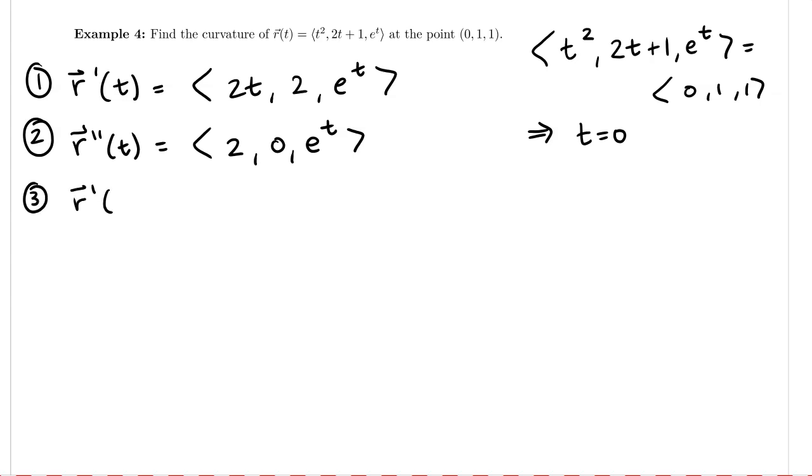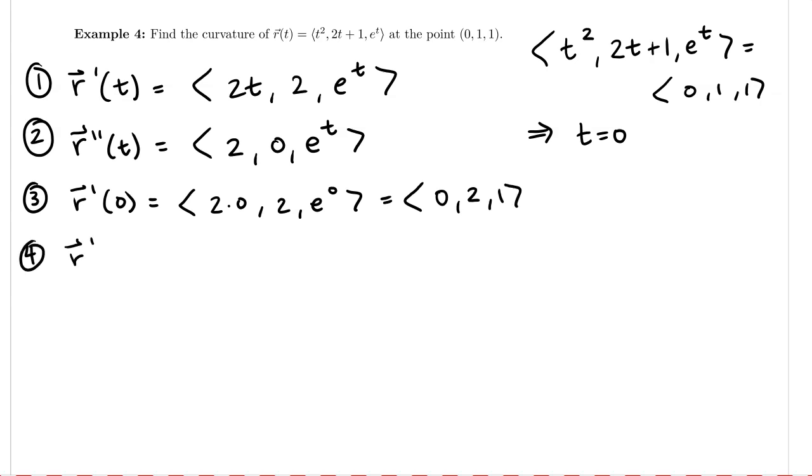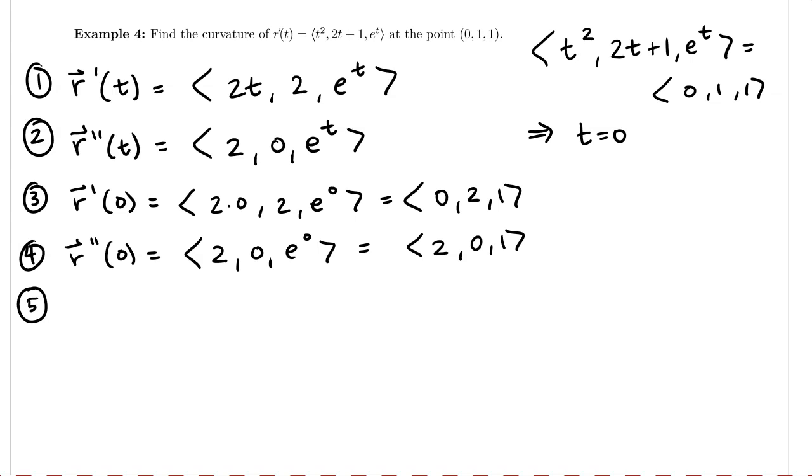I'm going to find r prime of 0. That is equal to 2 times 0, 2, and e to the 0. That's going to become 0, 2, 1. I'm going to evaluate r double prime of 0. And we get these. So now, if you look back at the definition for curvature, we want to take the cross product of r prime of 0 and r double prime of 0. And for the sake of time, I'll just show you, if you take the cross product of these two vectors, you get 2, 2, negative 4.